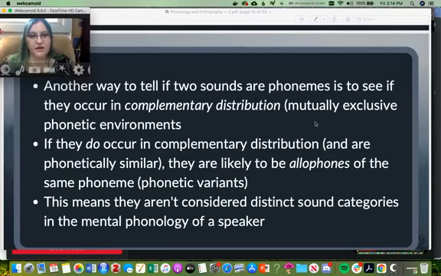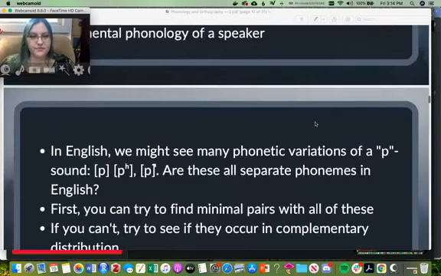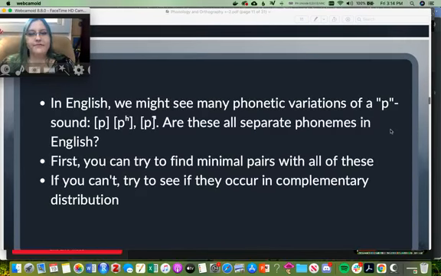So what do I mean by all this? What are some examples? Well, in English, we might see many phonetic variants of a P-like sound. We might see plain P. We might see P that's aspirated, with this little h up there. It just means it has a little puff of air occurring after it. We might see P that is unreleased. That is, you form a P and just never let it go. You just go hup, like that. So you might ask, are these all separate phonemes in English? Or are these all allophones of the same phoneme? Are these phonetic variants of the same category?